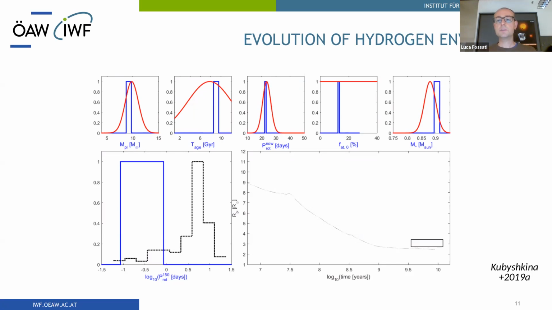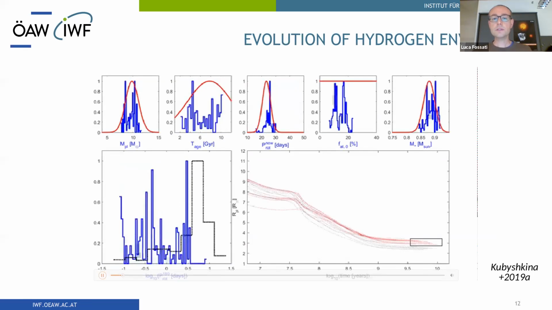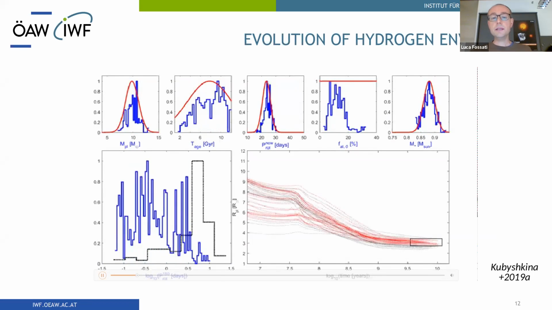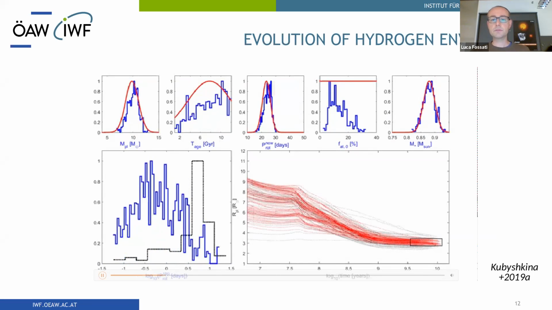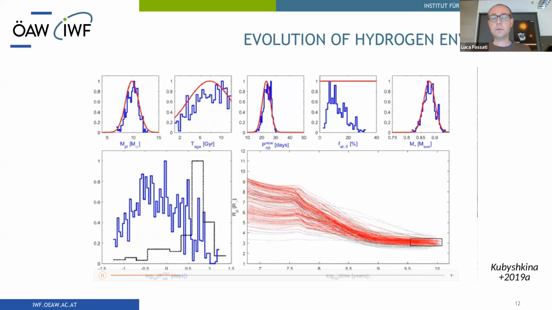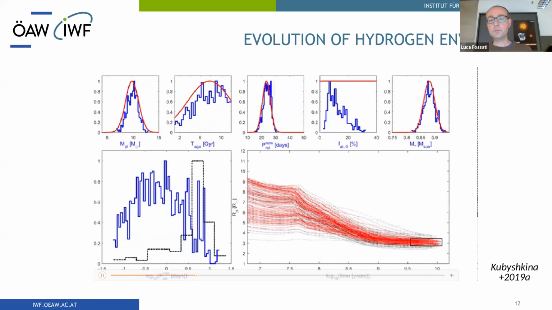Essentially, the algorithm generates millions of evolutionary tracks varying the different parameters, and then tries to find those that at the end fit the observed radius of the planet at the age of the system. So here it goes. Here are millions of evolutionary tracks that are produced, and I'm not showing all of them, otherwise it would just be completely black and red. Only a few are shown.